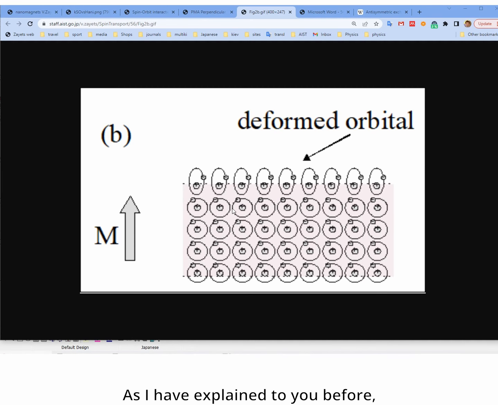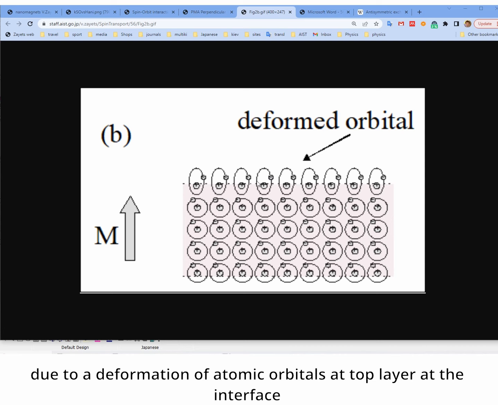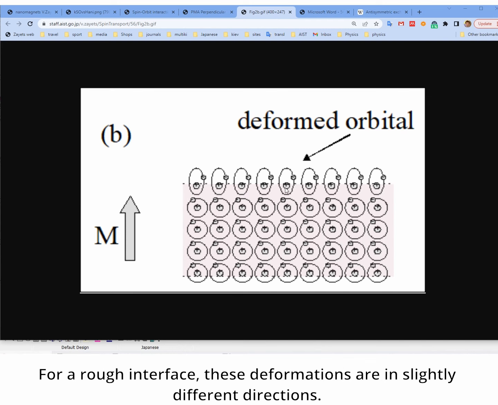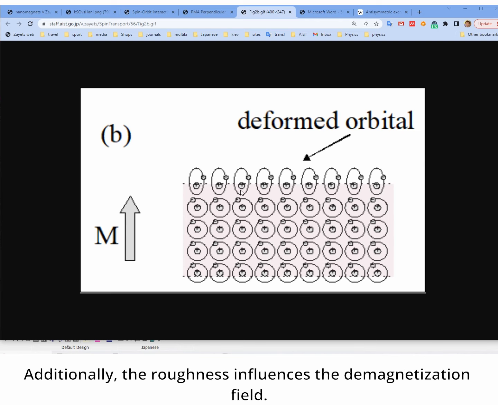As I have explained to you before, for the studied nanomagnets, the spin-orbit interaction and consequently magnetic anisotropy are created at the interface due to a deformation of atomic orbitals at the top layer at the interface. For a rough interface, those deformations are in slightly different directions. As a result, the spin-orbit interaction becomes smaller. Additionally, the roughness influences the demagnetization field.